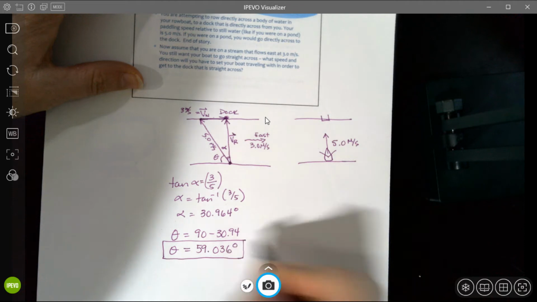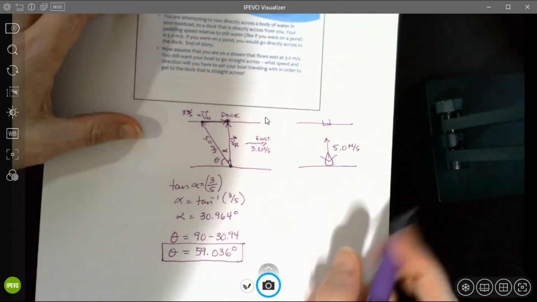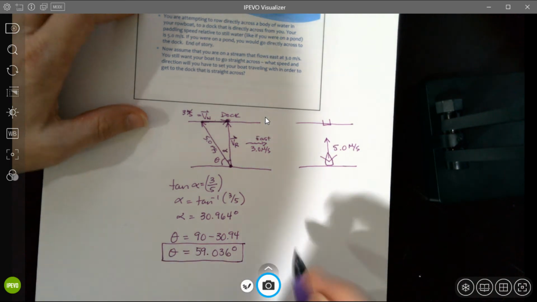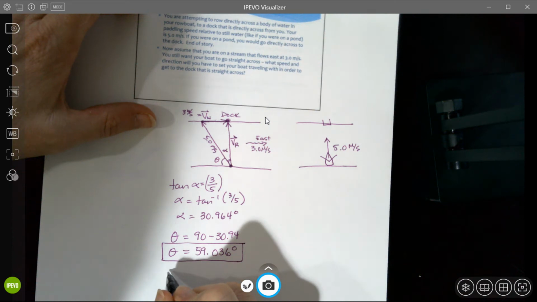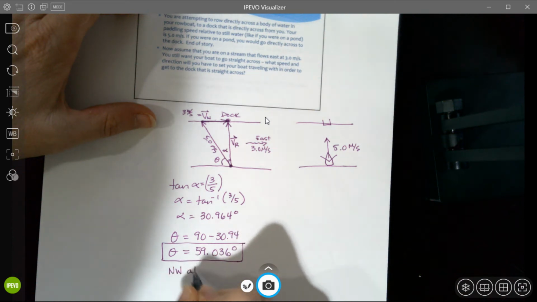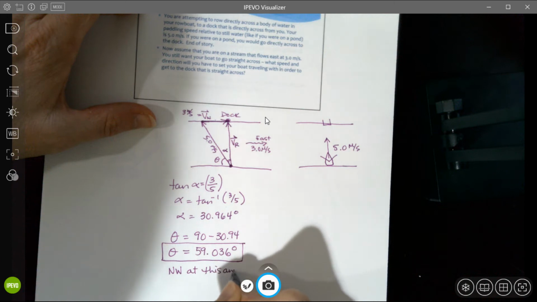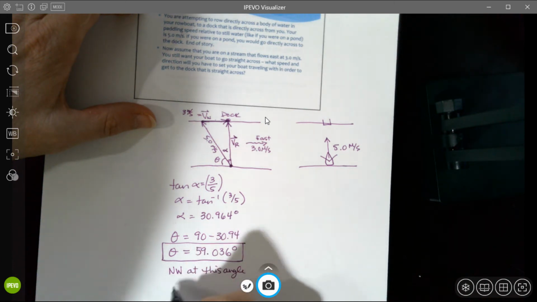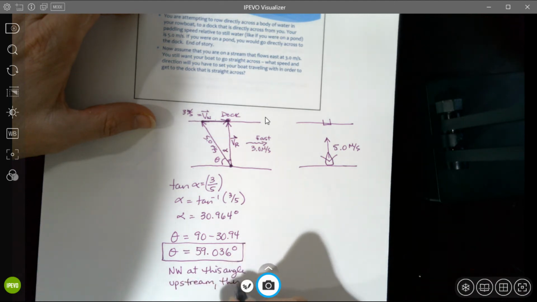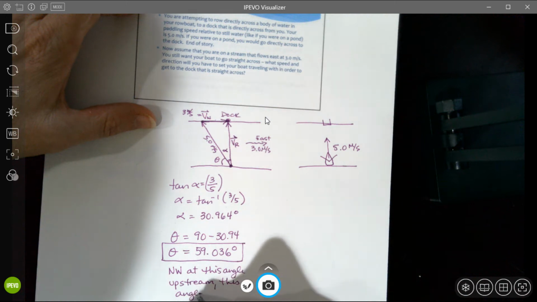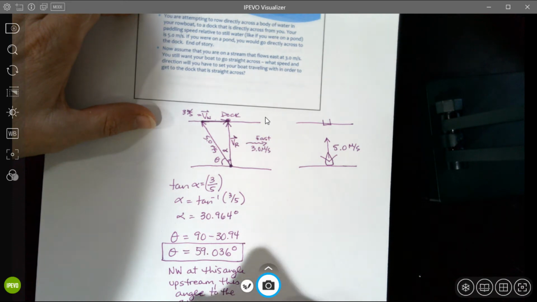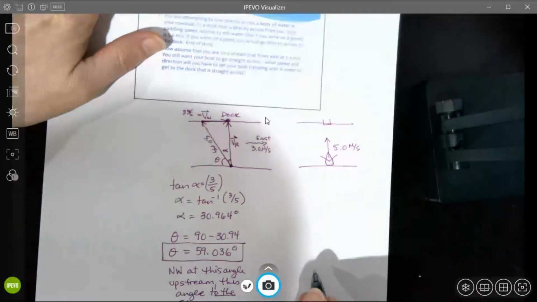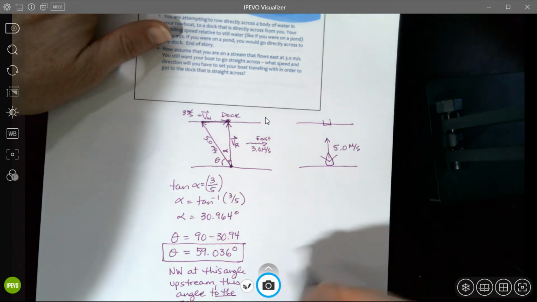So I'm going to be heading upstream. We know downstream is east, so upstream would be northwest. So I'm going to be heading northwest at this angle. You could say upstream at this angle, we should say in either case, to the shore, so that we know that the shore is our reference location for the angle. So that's the angle.